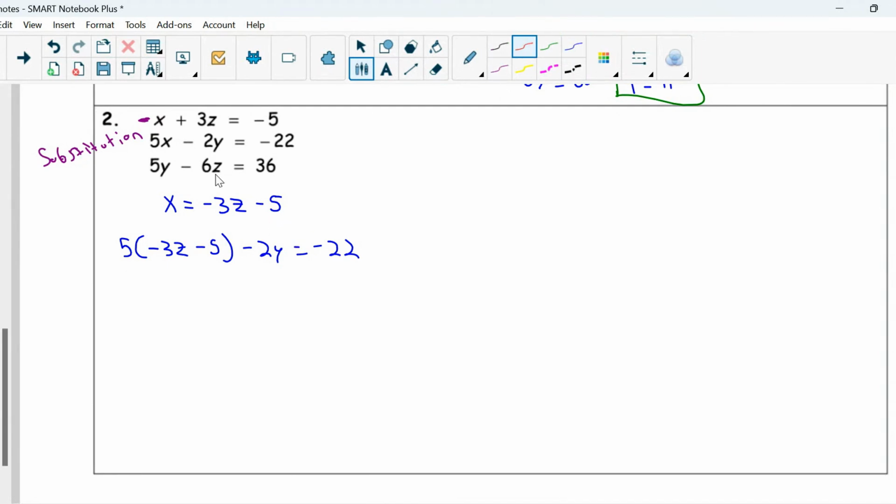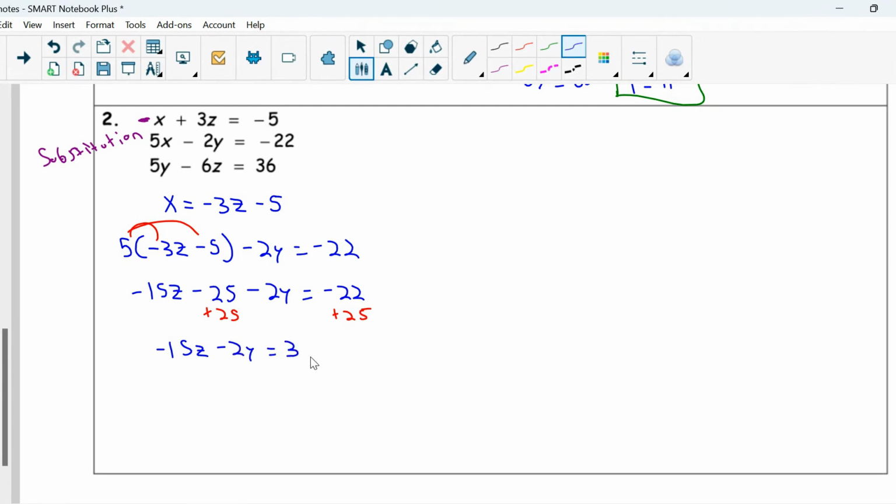So let's go ahead and simplify. Remember here, you would have to distribute. So that gives us 5 times negative 3z, which is negative 15z, 5 times negative 5, negative 25, minus 2y equals negative 22. Okay, from here, go ahead and simplify. Let's add 25 to both sides. So that gives us negative 15z minus 2y equals 3.